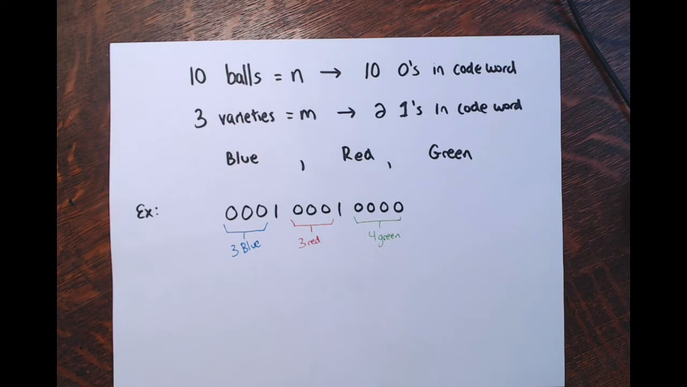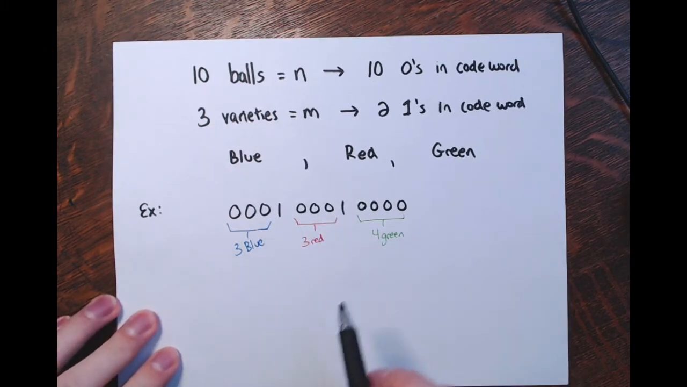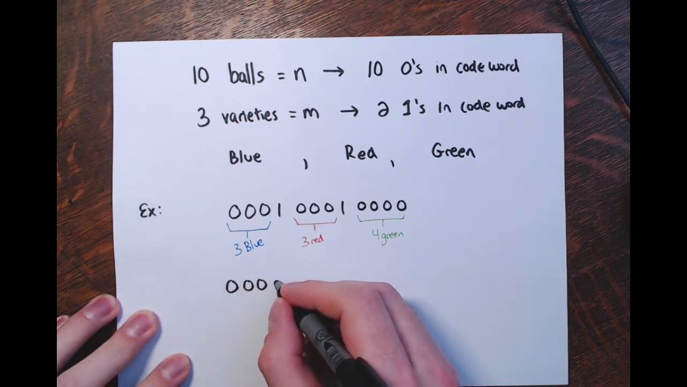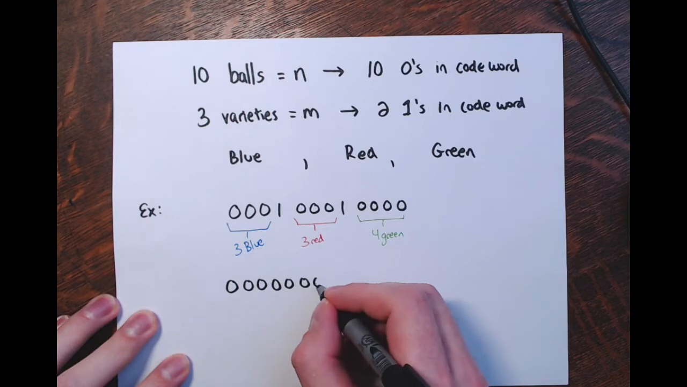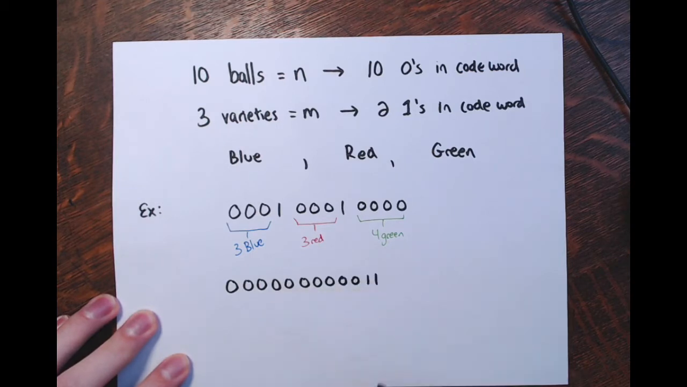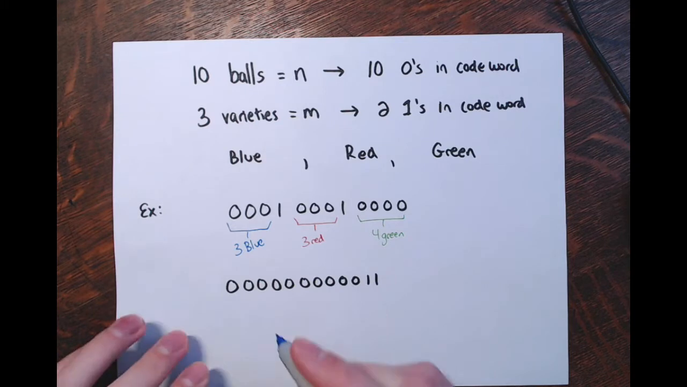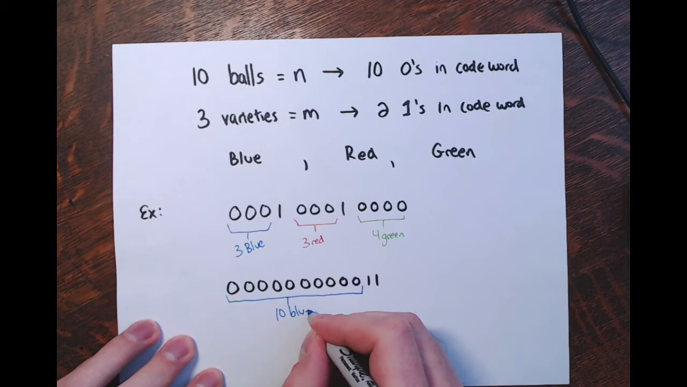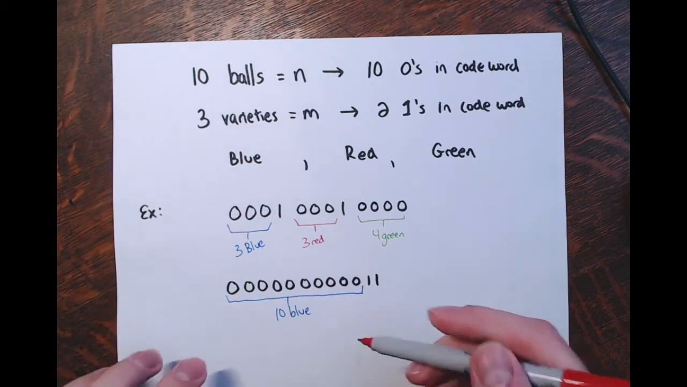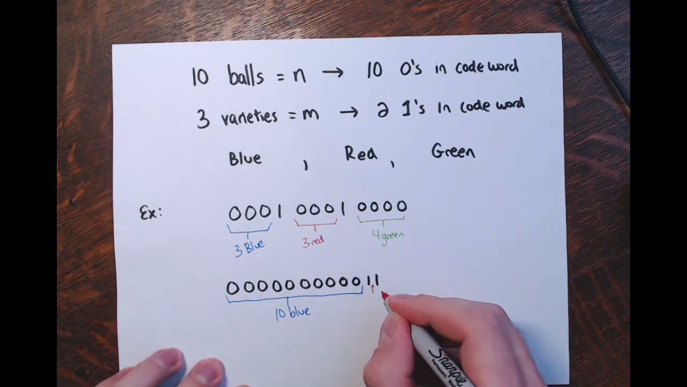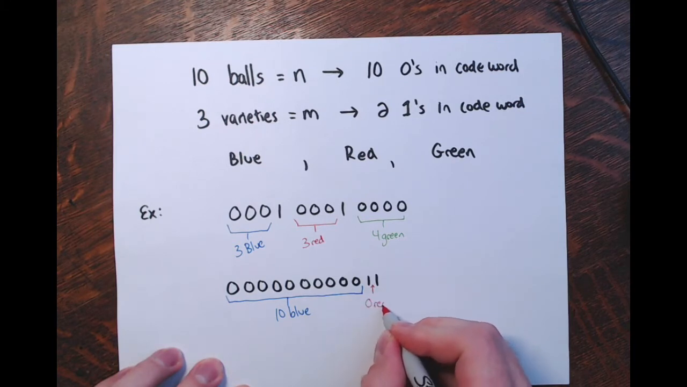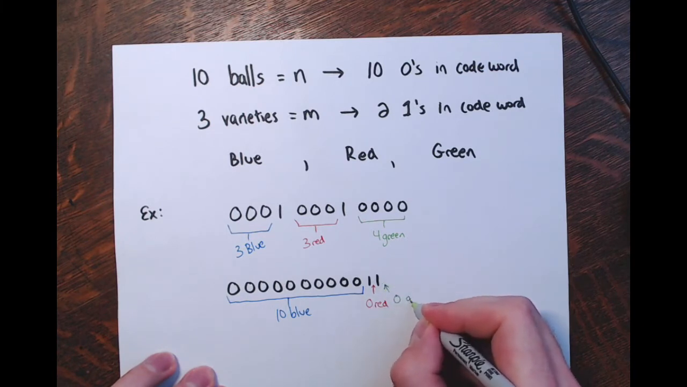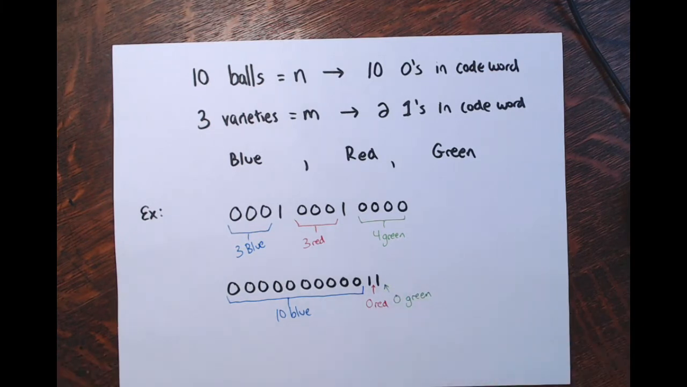But that's not the only one. Again, the 2 dividers separating the 3 varieties. I could have just 10 zeros and then 1-1. This would be the possible selection if all 10 were blue. After this first one, there's no zeros, so 0 red. And after the last one, there's no zeros, so 0 green. This is another possible way to select 10 of these balls.